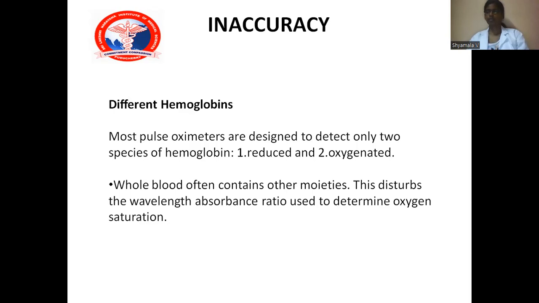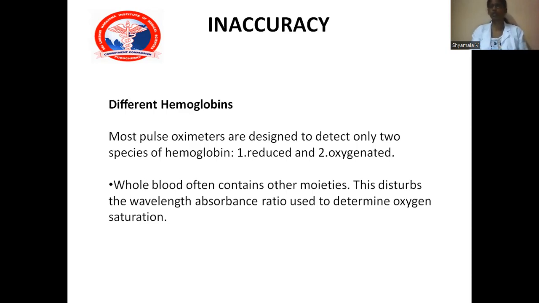So the hemoglobin will absorb in the different bands, the different wavelengths, and the discrepancy between these two signals is processed in the photodetector, and we can get the SpO2 reading. Pulse oximeter has three parts, that is probe, console, and cable. Probe is the one which comes in contact with the patient.